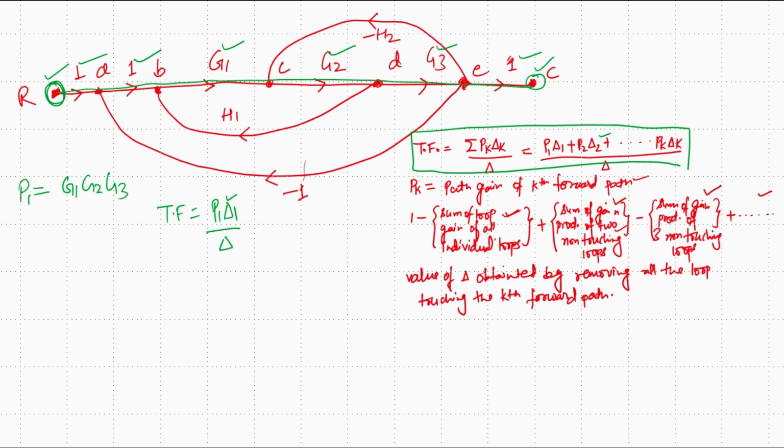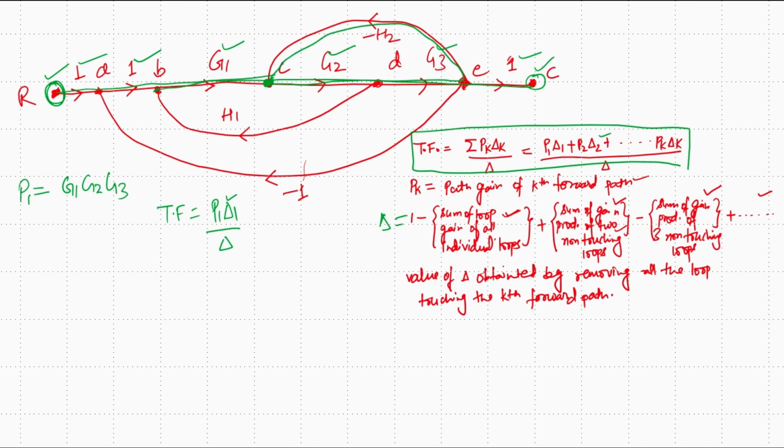Now we need to calculate the value of delta, which is 1 minus the sum of loop gains of all individual loops. So first of all, we need to calculate the loop gain of all individual loops. How many individual loops do we have? The definition of a loop is a path which originates and terminates at the same point. If we take this starting point and go like this and terminate at the same point, this is one loop.